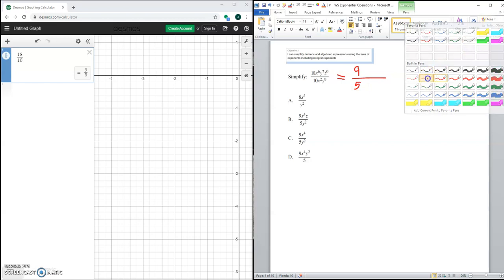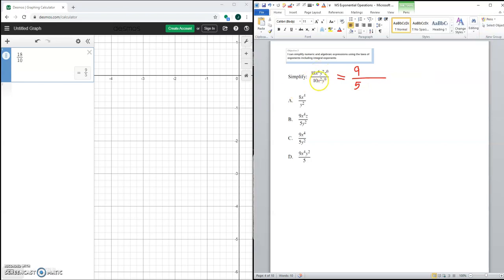For x, we have x to the 6 on top and x to the 2nd power below. You subtract them. 6 minus 2 is x to the 4th, and that x to the 4th goes on top.